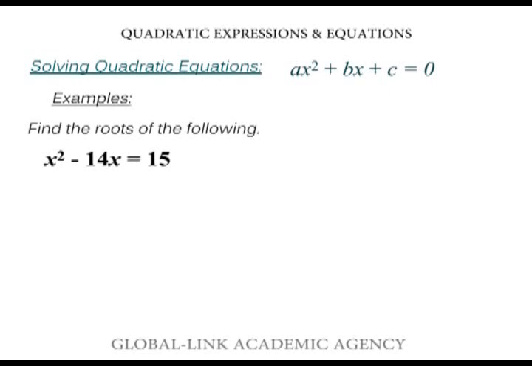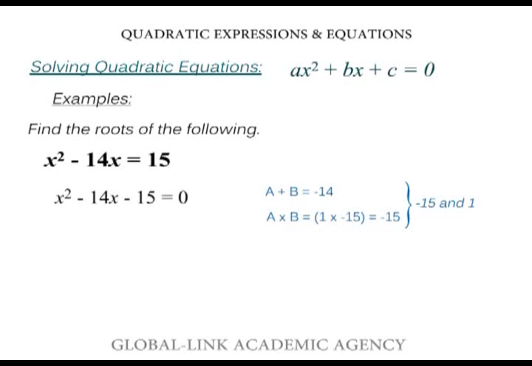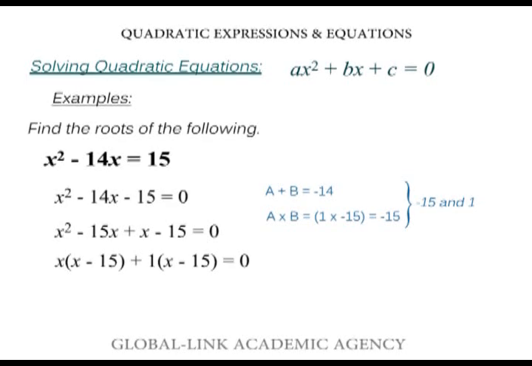B. x squared minus 14x is equal to 15. Write in standard form: x squared minus 14x minus 15 is equal to 0. Factorizing, our numbers are minus 15 and 1. x squared minus 15x plus x minus 15 is 0. Factorize: x into x minus 15.